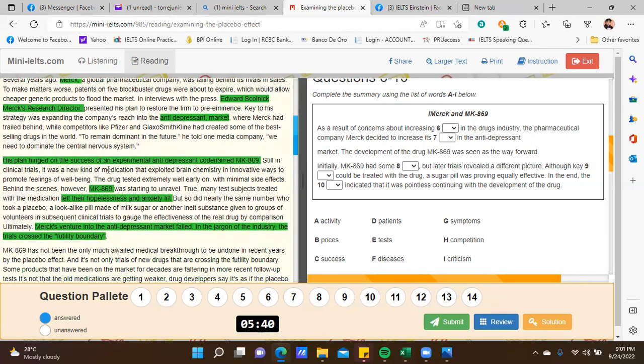There it is. A new kind of medication. Then, behind the scenes, however, MK869 was starting to unravel. In other words, it didn't work. So, here we go.